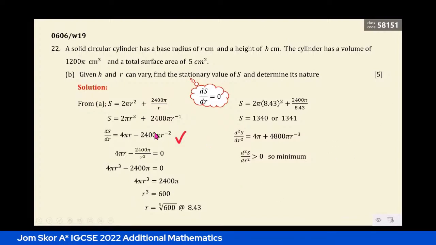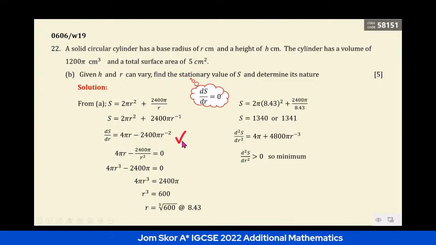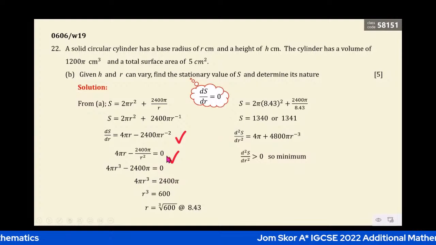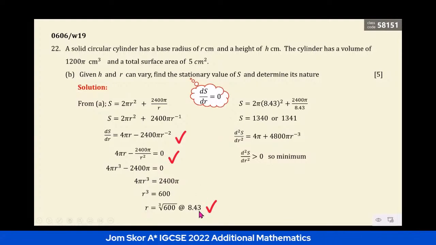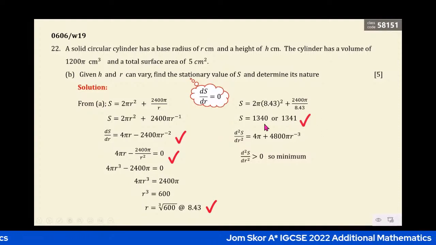5 marks. The first mark when you find the first derivative of this one. Okay. So kita dapat yang ni. Betul. Okay. Next, you equate to 0 because you know that the stationary point, kita kena cari dS/dr equal to 0. Then you will get the value of r. Okay, so kita dah dapat value of r. So nak cari dia punya stationary value, substitute and then you will get the answer.